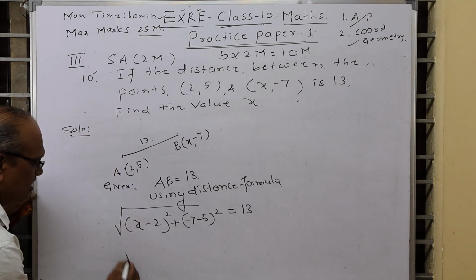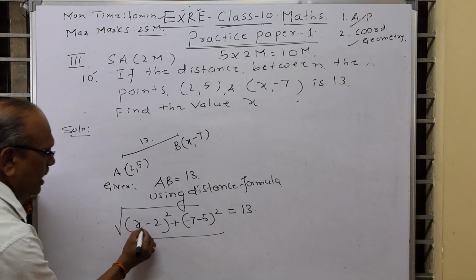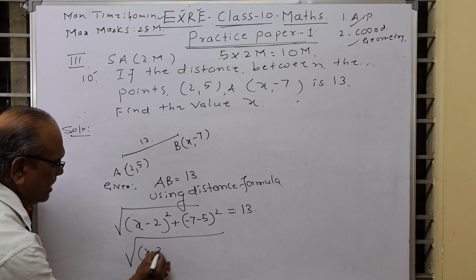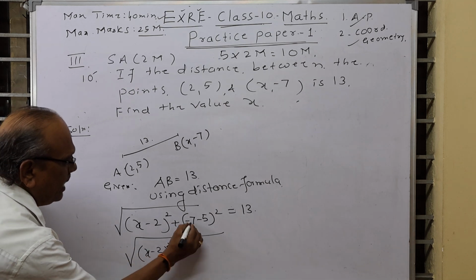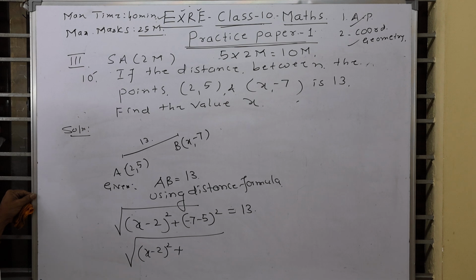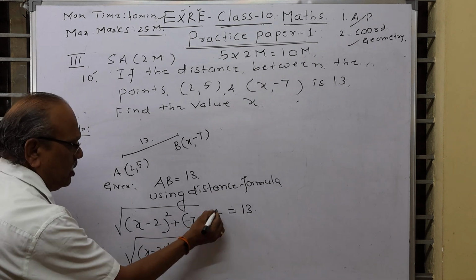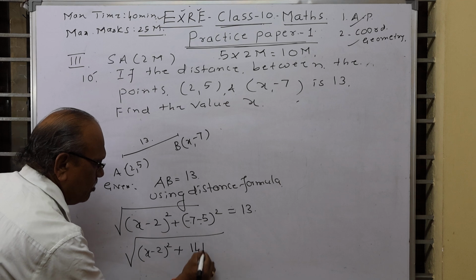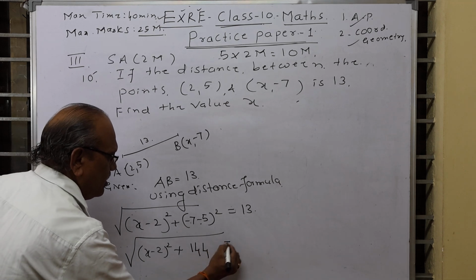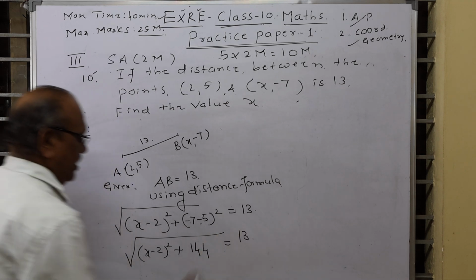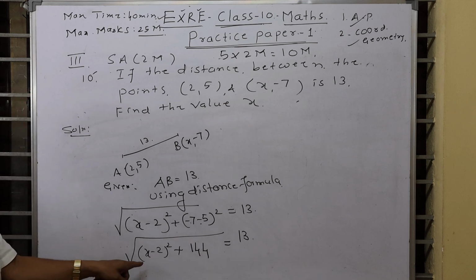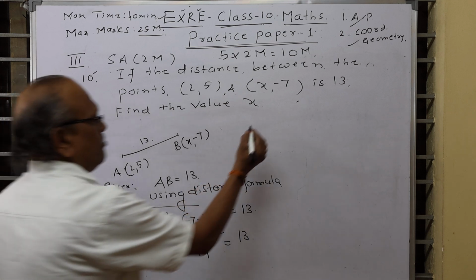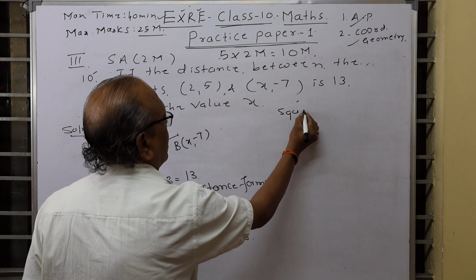You can simplify this. You get root of x minus 2 whole square. I will keep it as it is. You observe that minus 7 minus 5 becomes minus 12. Minus 12 whole square will be what? Minus 12 whole square will be 144. That is equal to 13. Now we are interested in finding x. Therefore square it on both sides. Squaring on both sides, what happens?